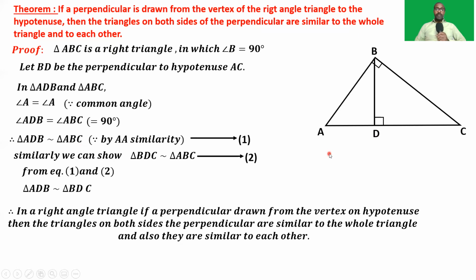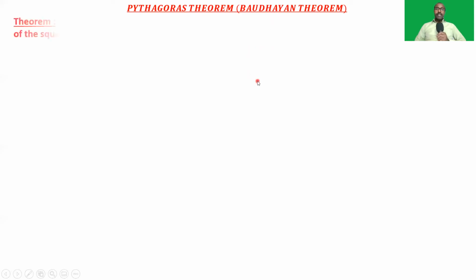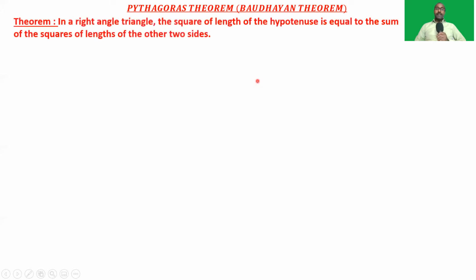Now let us prove Pythagoras theorem, which is also called Bodhin theorem. Bodhin is an ancient Indian mathematician. Before Pythagoras, he proved this theorem. And the theorem is, in a right angle triangle, the square of the length of the hypotenuse is equal to the sum of the squares of the lengths of the other two sides.